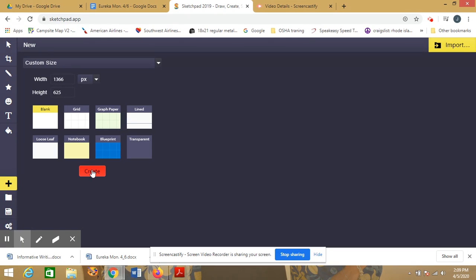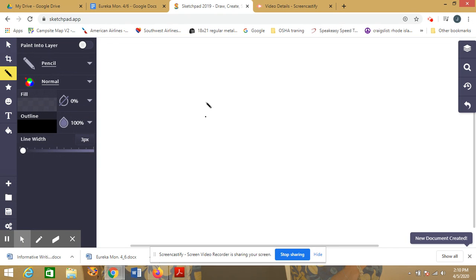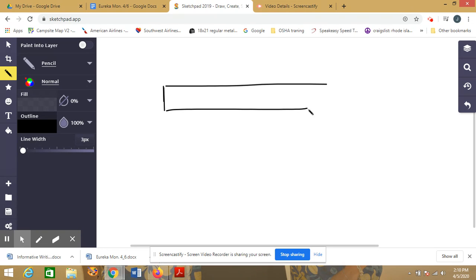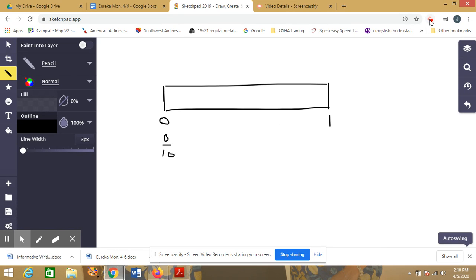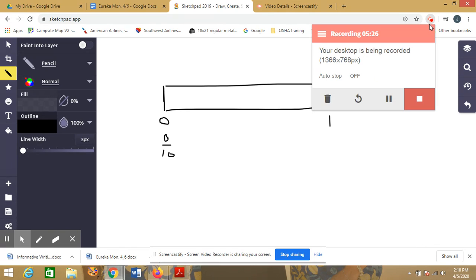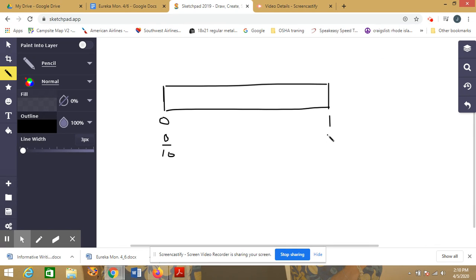Go to a new blank page. All right, I'm going to try to make a tape diagram. Actually, that's pretty good. 0 to 1, and we want to split this up into tenths. This is 0 tenths. Sorry, I'm going quick. I have to try to keep these short. All right, we still got plenty of time. Never mind.